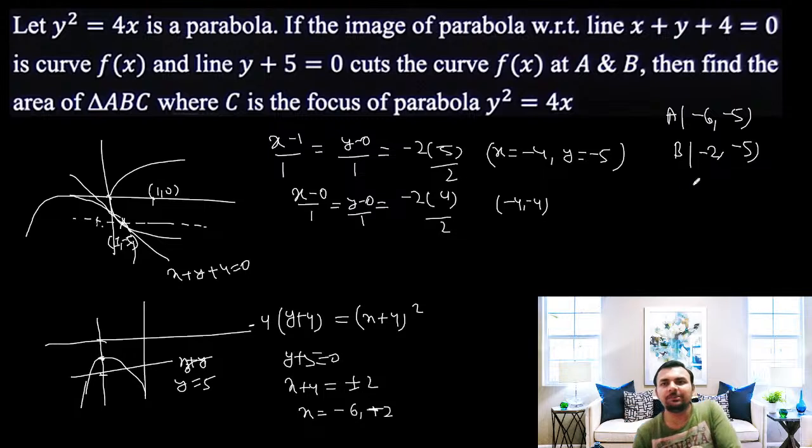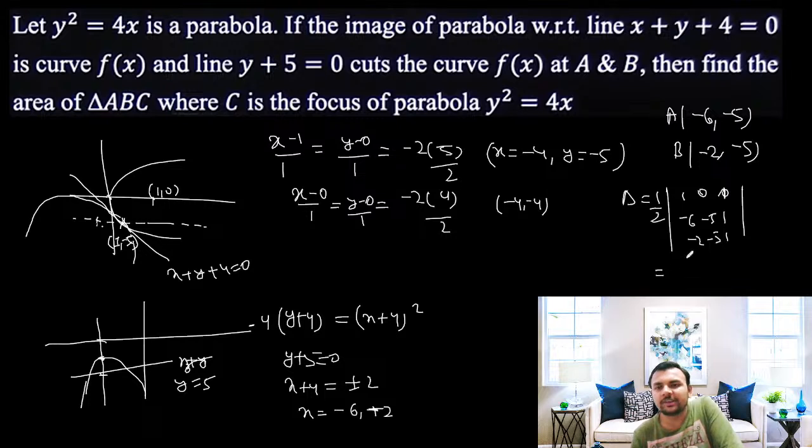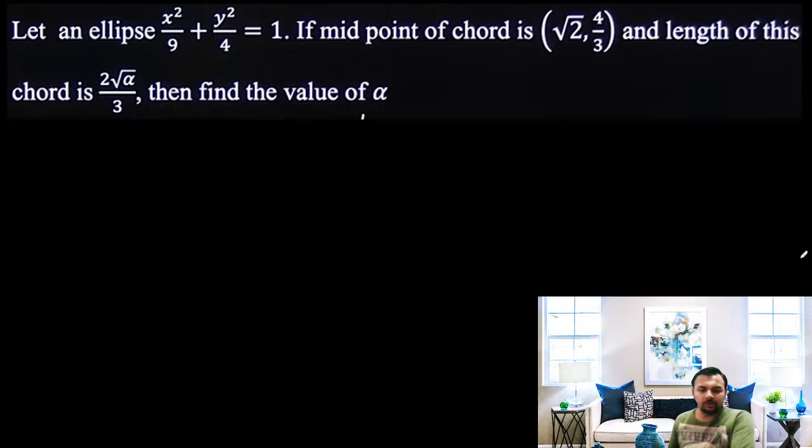Now the area of ABC. So area is nothing but half of the determinant with rows minus 6, minus 5, 1 and minus 2, minus 5, 1. So let's calculate this area. Half this side, minus 5 plus 5 is 0, on this side 30 minus 10, 20. So this is 10. So the area is 10. Okay, so a bit logical question.